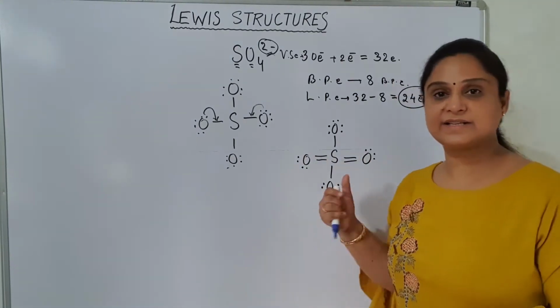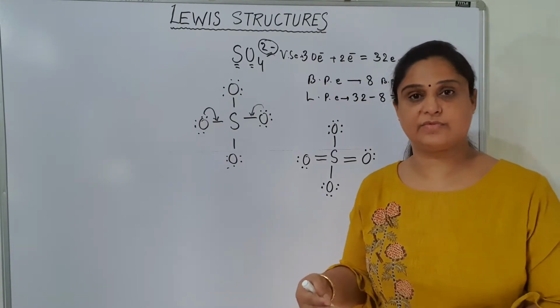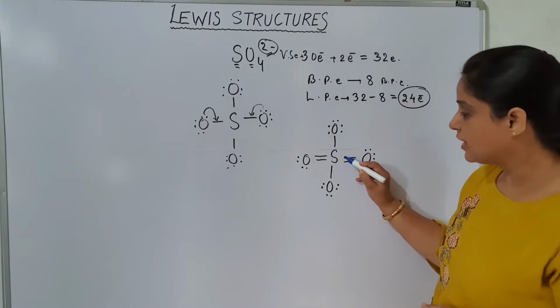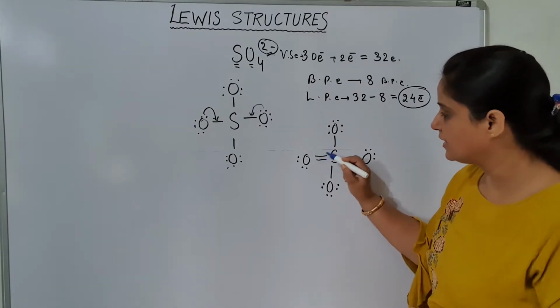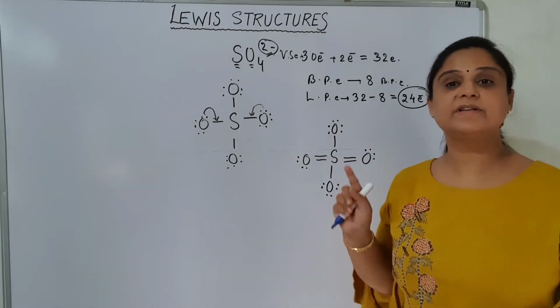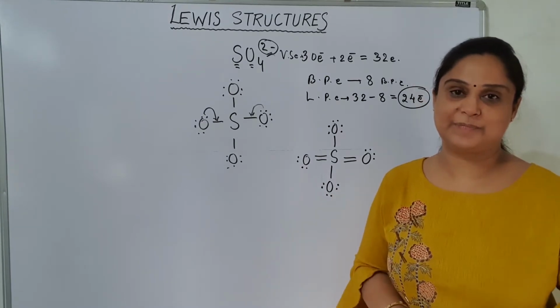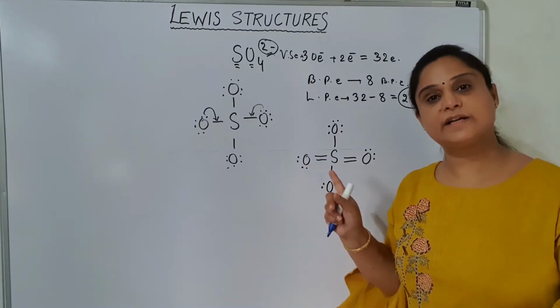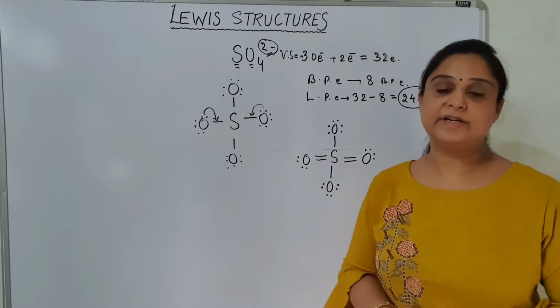Actually it has gained in this structure more than the electron which it requires. Let's see how it happens. 1, 2, 3, 4, 5, 6, 7, 8, 9, 10, 11 and 12. You can see here that sulfur is having 12 electrons in its outermost shell. It is not possible, but data shows us that this is the possibility for the structure.